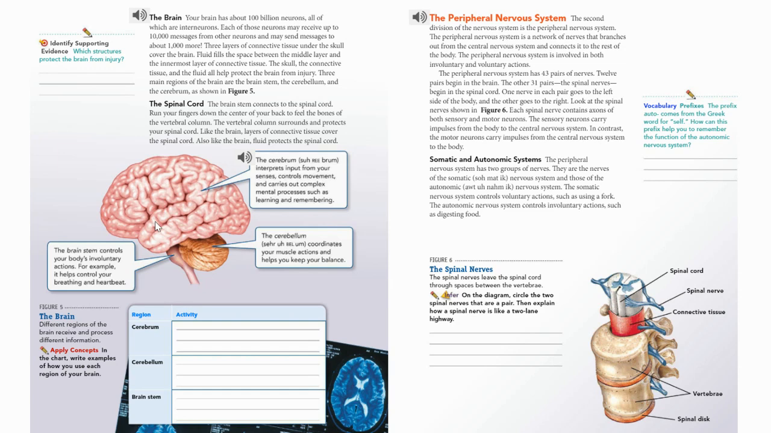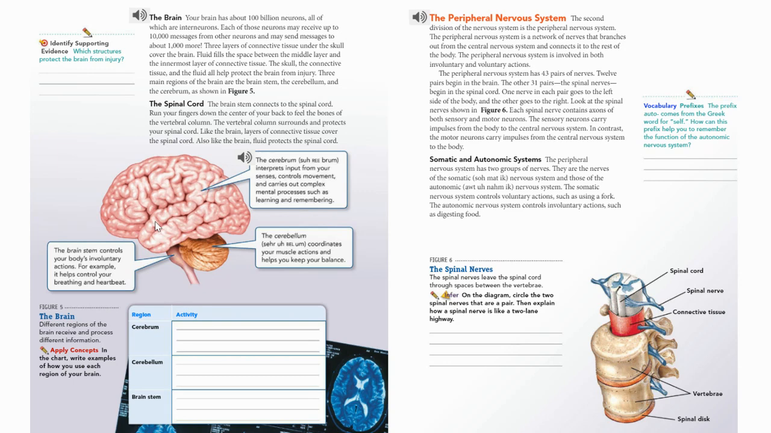Look at the spinal nerves shown in the figure below. Each spinal nerve contains axons of both sensory and motor neurons. Sensory neurons carry impulses from the body to the central nervous system. In contrast, motor neurons carry impulses from the central nervous system to the body, right? And so sensory neurons take in information from your senses. Motor neurons respond to those changes with a movement, okay?